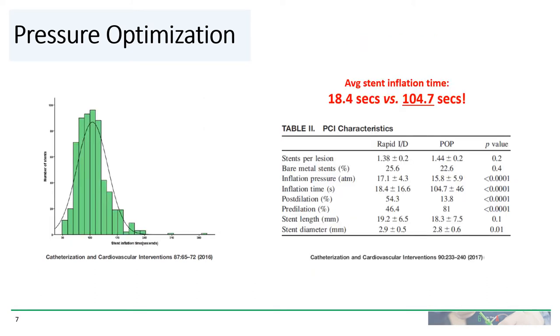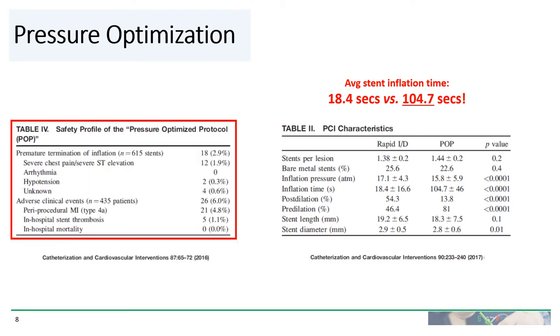Now, the use of this protocol does result in a dramatically long balloon inflation time. In fact, the average inflation time in their clinical study was 104.7 seconds using this pressure optimization protocol versus 18.4 seconds using standard inflation-deflation. The histogram of this balloon inflation time showed that you had inflation times from anywhere from 30 seconds all the way up to a couple of patients who had over 380 seconds of balloon inflation time.